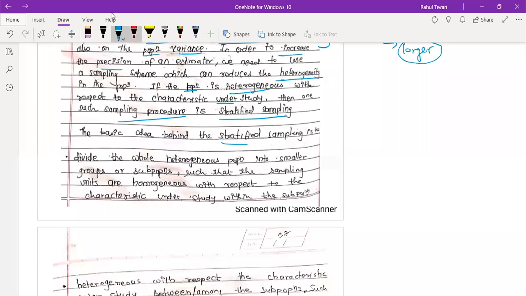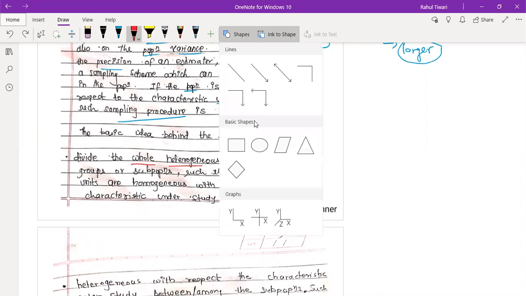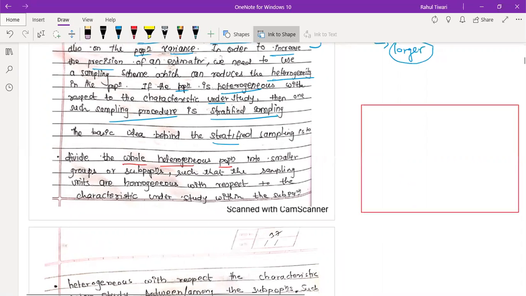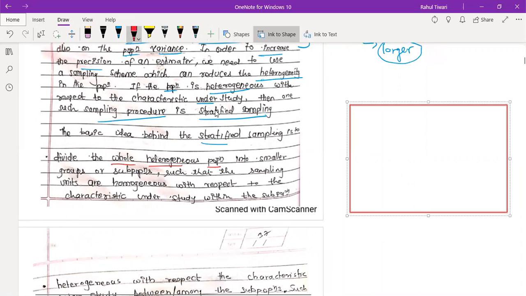First you have to divide the whole heterogeneous population. Let's say I have this data. This is the entire population I have, and this is called a heterogeneous population. These data contain all different ages, like class 1, class 2, class 3, class 4, and so on. This example I have considered may be in the coming session, so you can see that example.